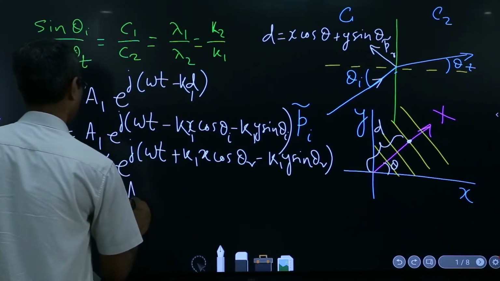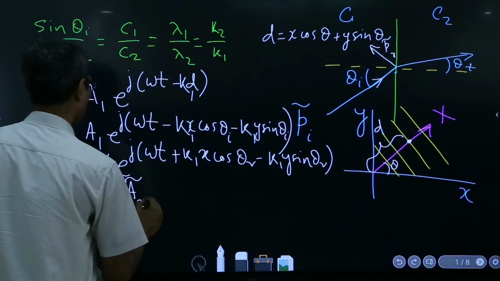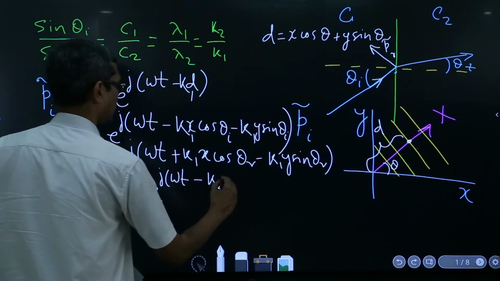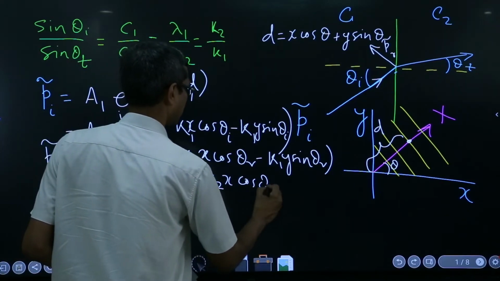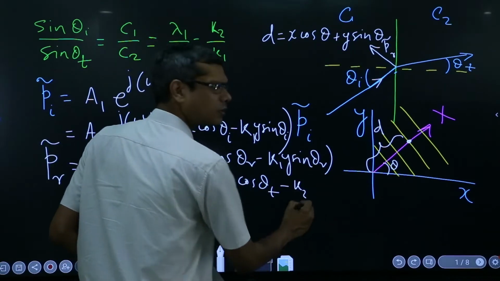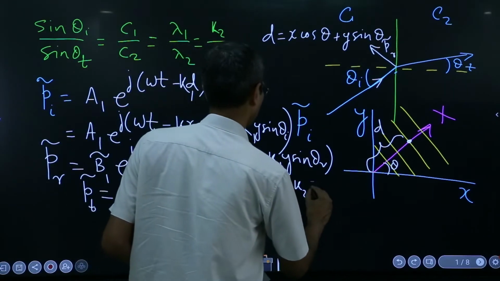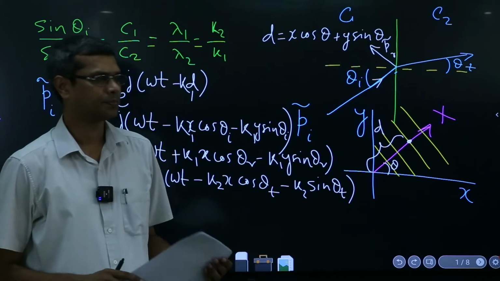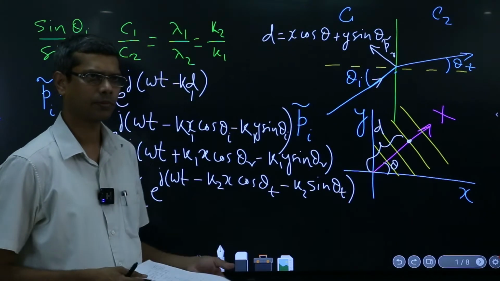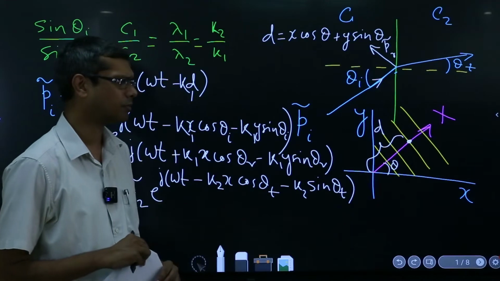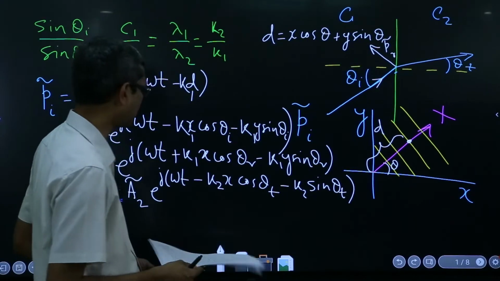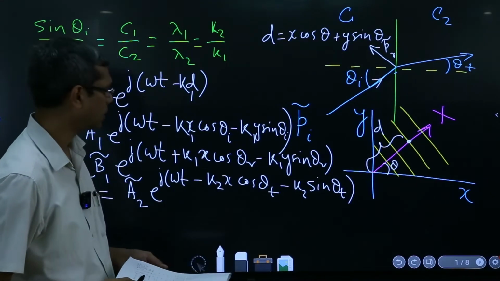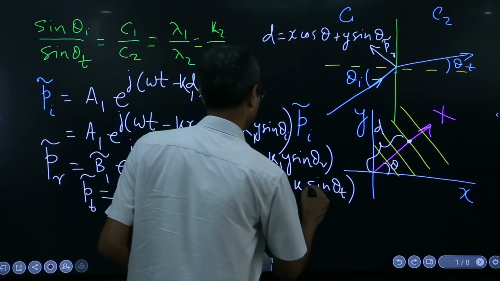You can just write it down, A2, which is now complex, e raised to j omega t minus k2 x cosine of theta t minus, something is burning or... Some smell is coming, burning. Okay, is that fine? Yeah.